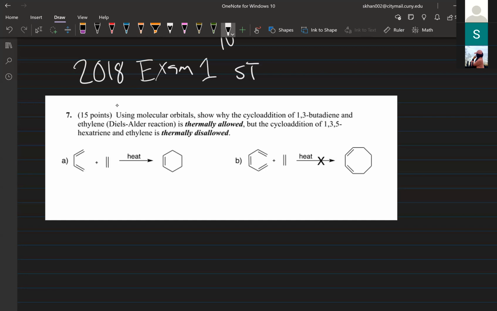So it says, using molecular orbitals, show why the cycloaddition of 1,3-butadiene and ethylene is thermally allowed, but the cycloaddition of 1,3,5-hexatriene, I guess I was right about the name, is thermally disallowed, right? This has to do with something you learned about, the conservation of orbital symmetry. These are known as the Woodward-Hoffmann rules.